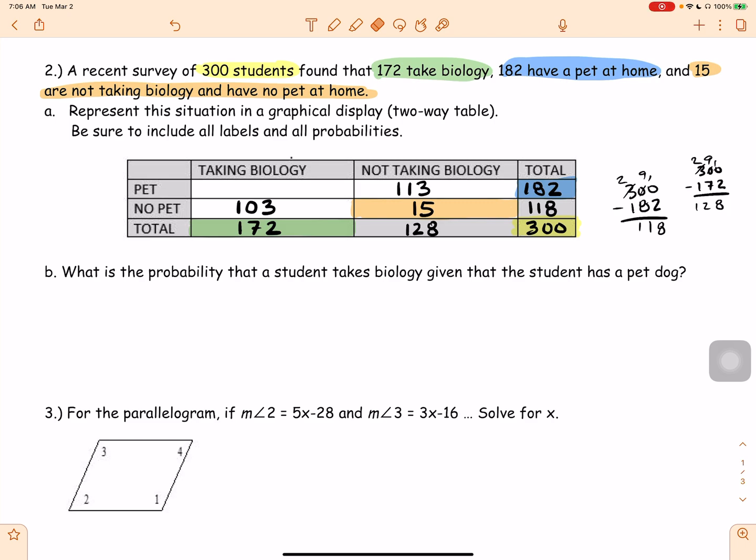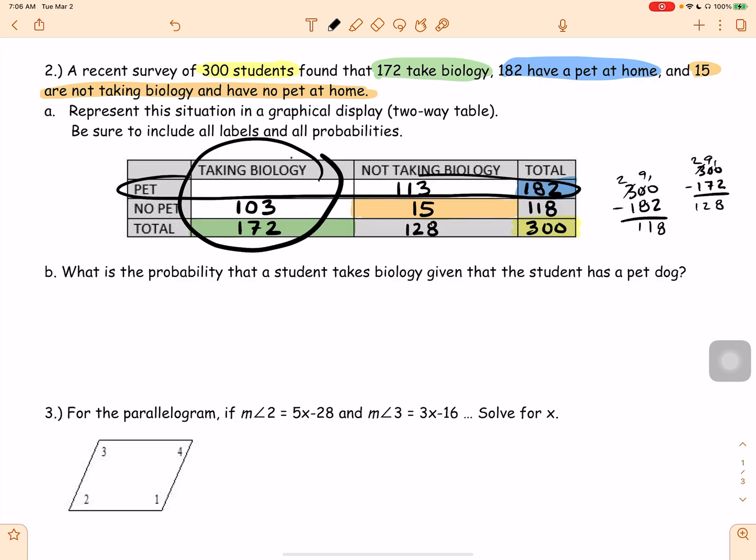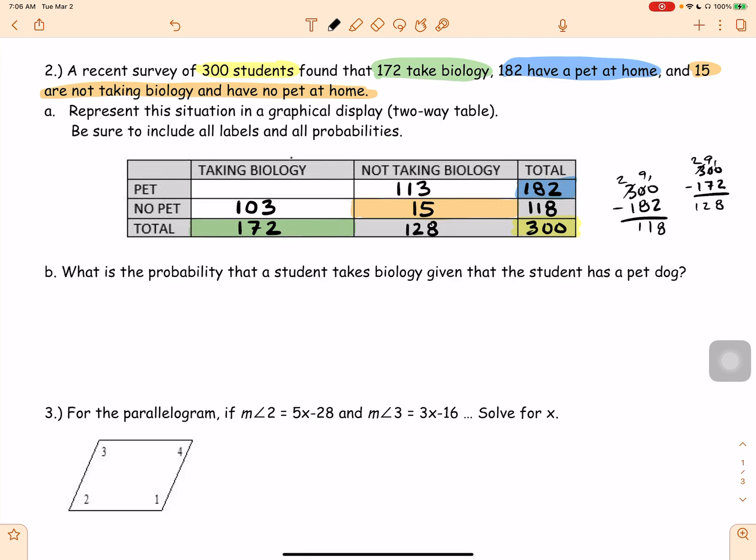So now we just have to find that last bit, and you can either use this here, or you can use those who have a pet here to subtract and find that number. Okay? I'm just going to go and do this one. So out of those taking biology, we can do 172 minus 103 to find the number of students who do have a pet at home. So 172 minus 103 should be 69. Okay, and then you would want to make sure 69 plus 113 is 182. And it is, if you were to use that in your calculator. So now we have that all filled out.